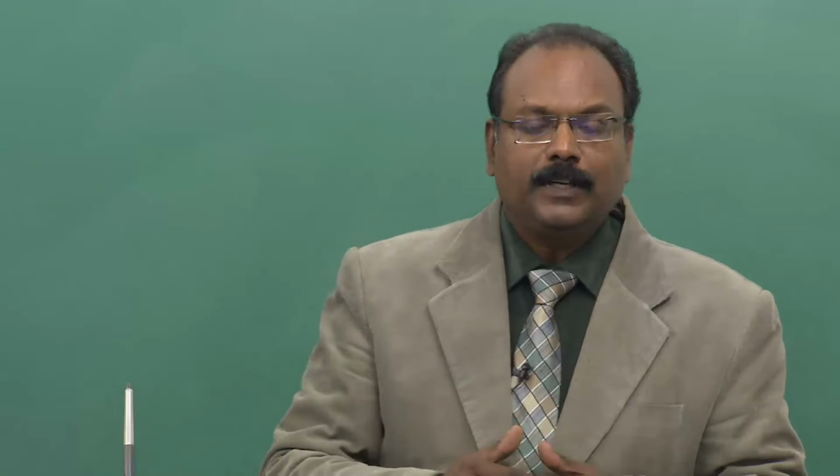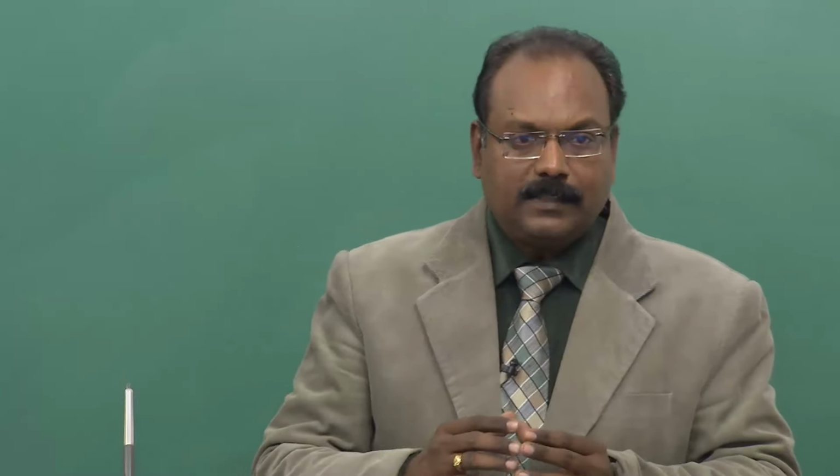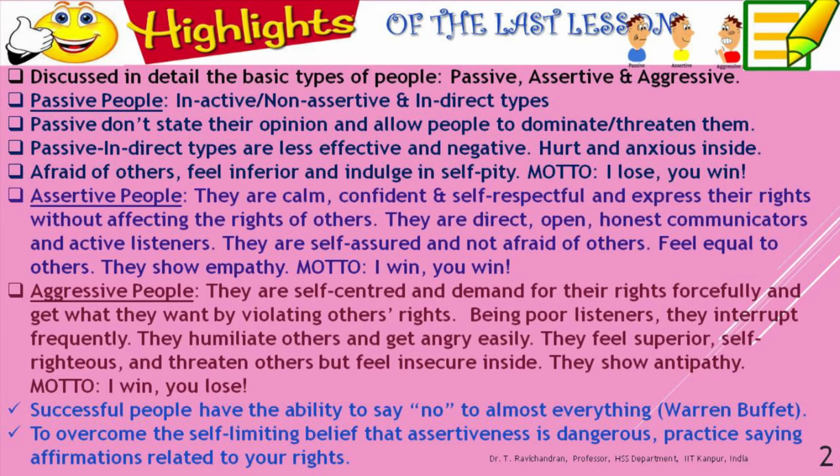Before I start, let me give a quick highlight of the last lesson. In the last lesson, we discussed in detail the basic types of people in terms of assertiveness. They are the passive ones, the assertive ones, and the aggressive ones. In passive types, I mentioned that we can have two categories. One, the inactive, who are the actual passive people who have all the inertia of not doing anything, the non-assertive types, more or less one and the same, and the indirect types. Now, the inactive will not take any initiative, while the indirect appears to do something in terms of asserting oneself, but not that effectively. Often it amounts to saying something in a very indirect manner.